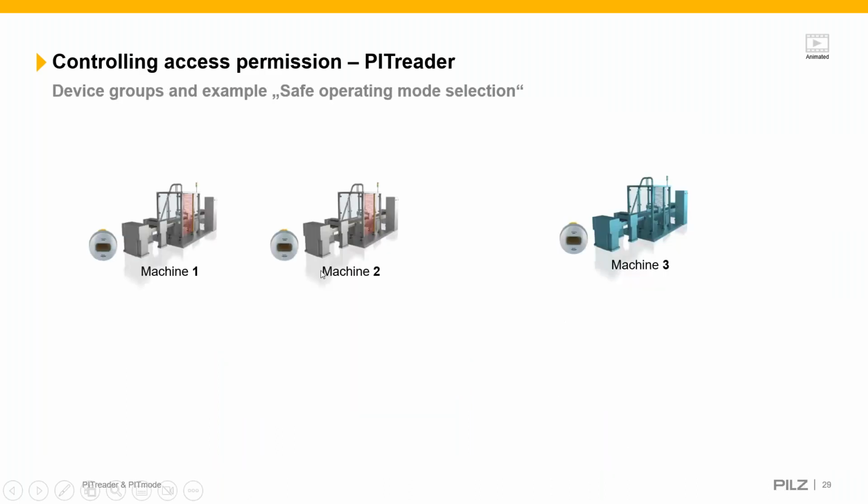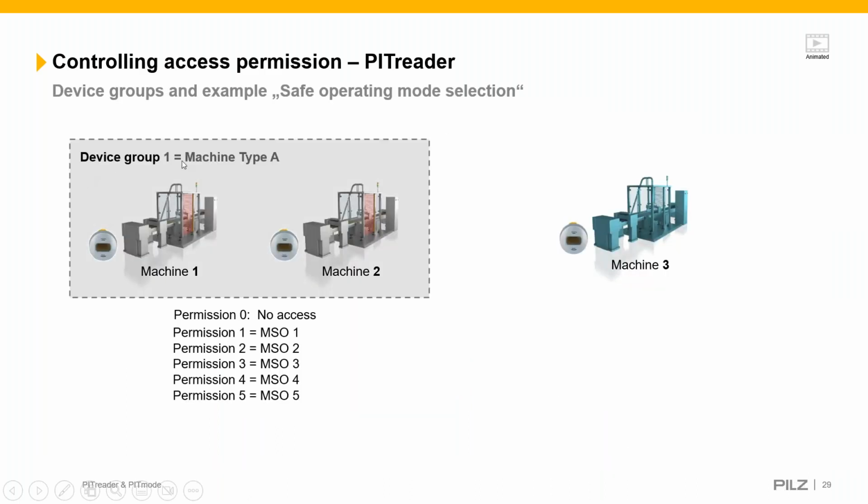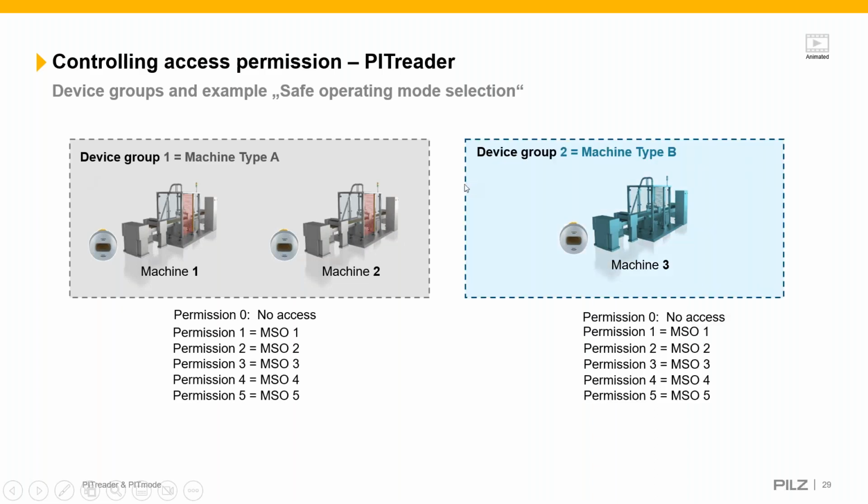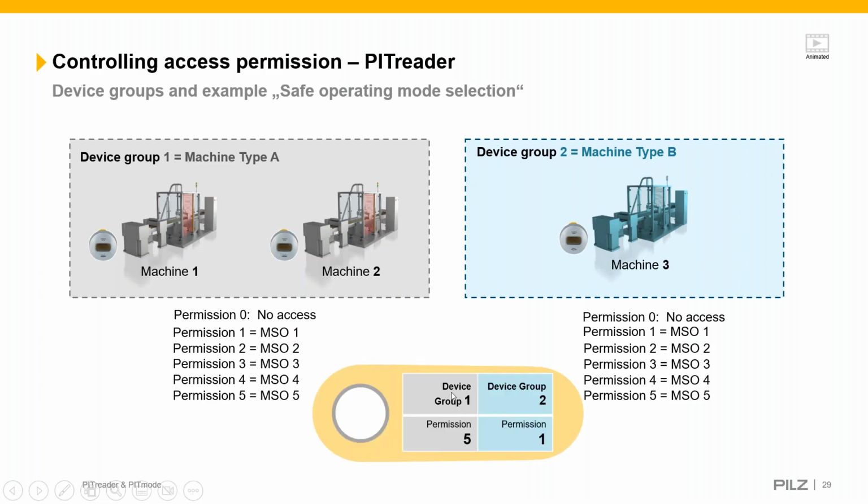So in this application here, we've got device group 1, a couple of machines, and we've got device group 2. So here is my key, and for device group 1, I'm fully trained, authorized and competent for all permissions and operating modes, so I can do all 5. But for group 2, I've only got permission 1, so I can't do any of this. Again, based on my training competency, etc.